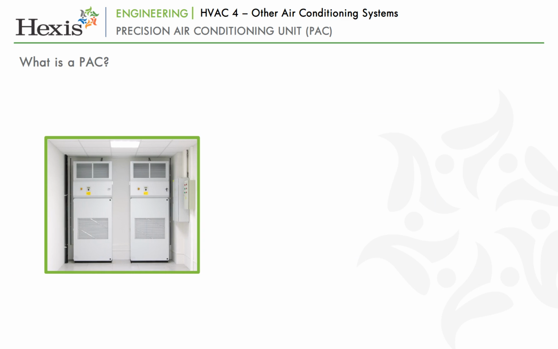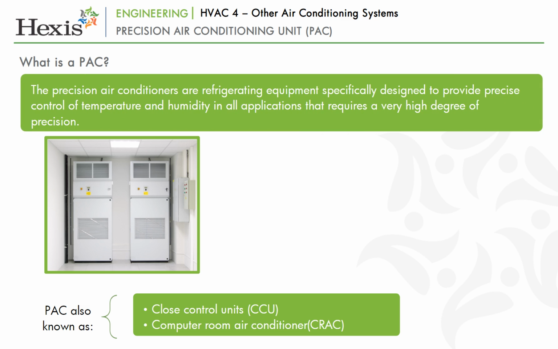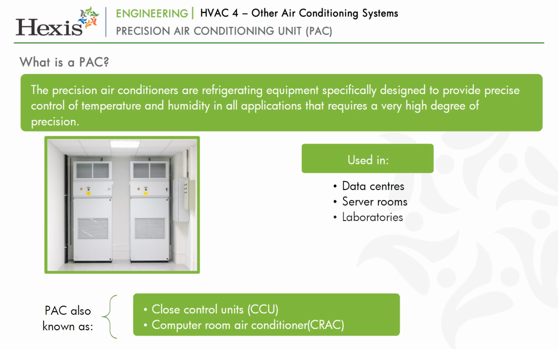The Precision Air Conditioners, also known as CCU, that is Close Control Unit, or CRAC, that is Computer Room Air Conditioner, are refrigerating equipment specifically designed to provide precise control of temperature and humidity in all applications in which a very high degree of precision is required. Precision air conditioners are used in data centers where the refrigeration loads required can vary from 5 to 20 kilowatt, server rooms, mobile applications, laboratories, and many other industrial applications.